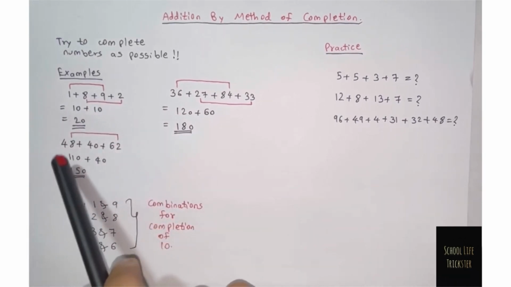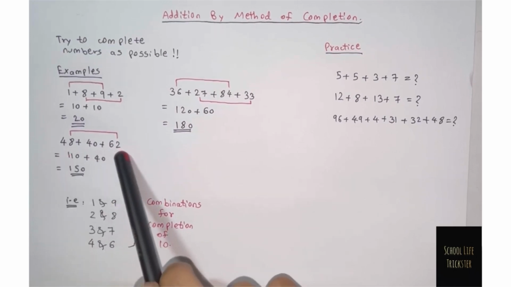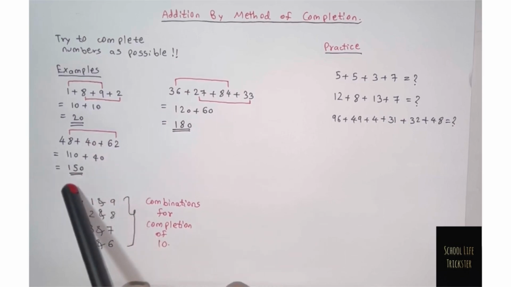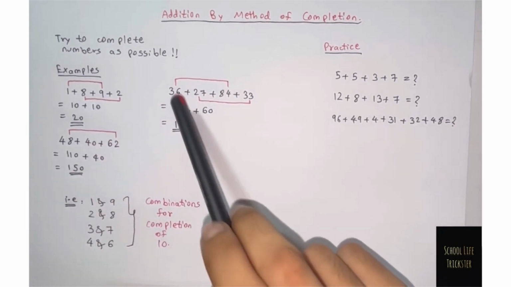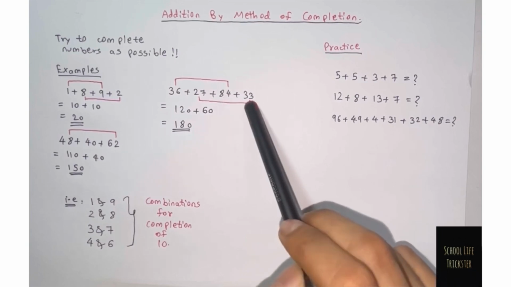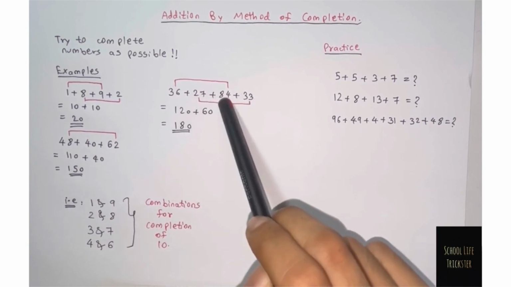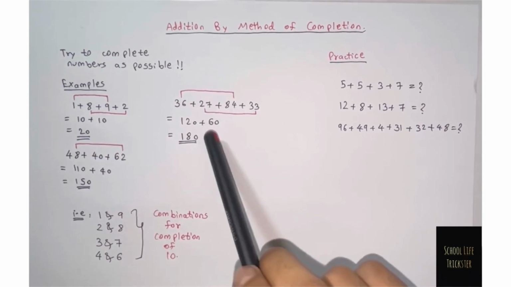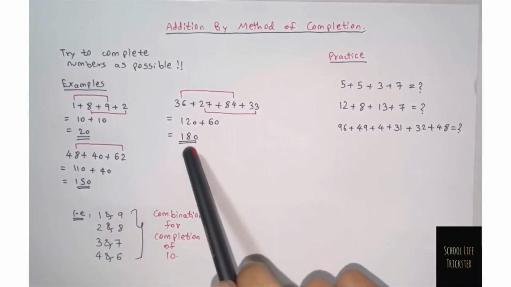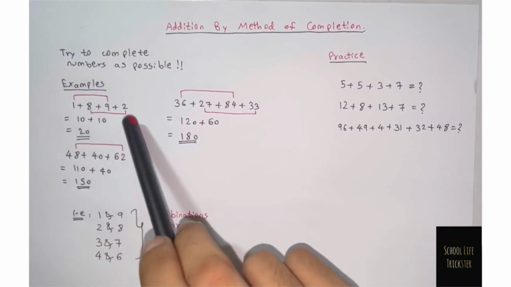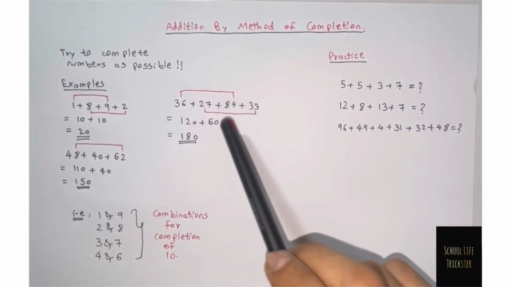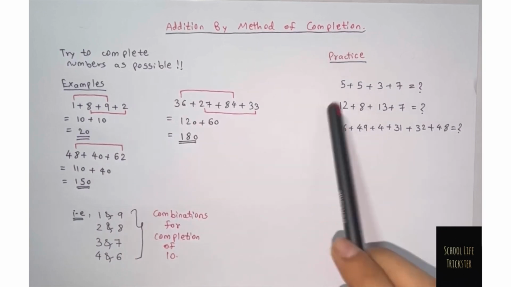Now second example, 48 plus 40 plus 62. Over here 48 plus 62 completes to 110, plus 40, that is 150. Now here 36 plus 27 plus 84 plus 33. 36 plus 84 completes to 120 and 27 plus 33 is 60 and the total is 180. So when we do 8 plus 2, that is 10, and over here 7 plus 3 is 10. So this makes it easy to solve. Now practice it by yourself.